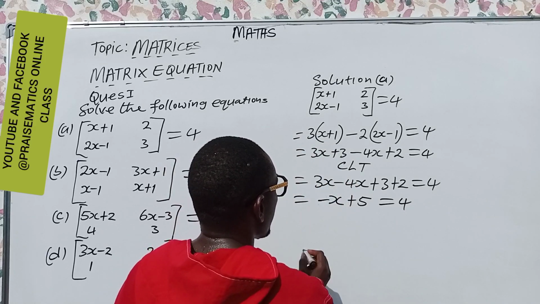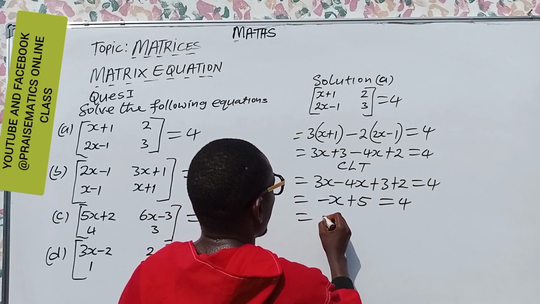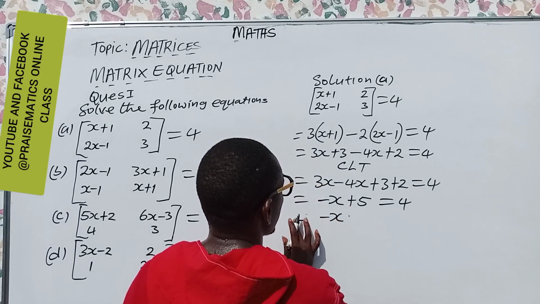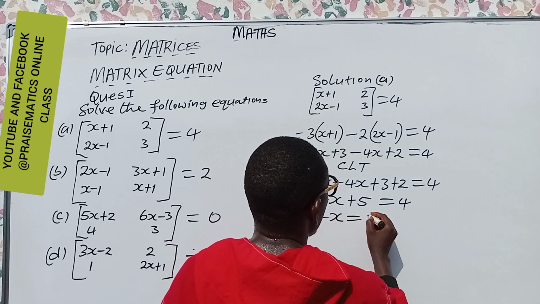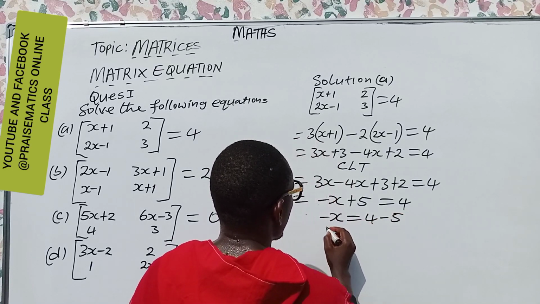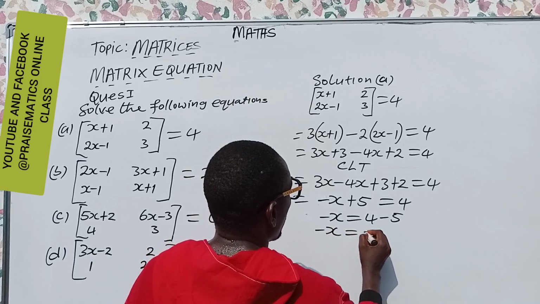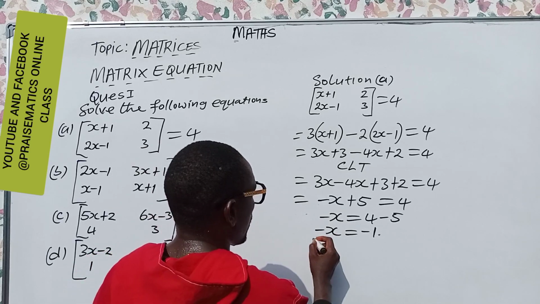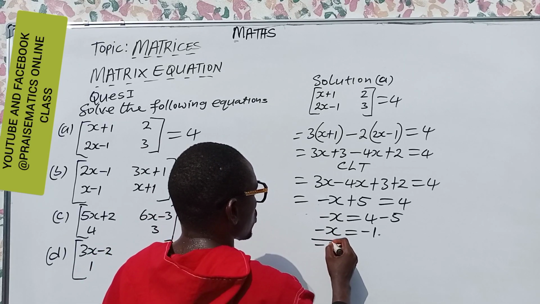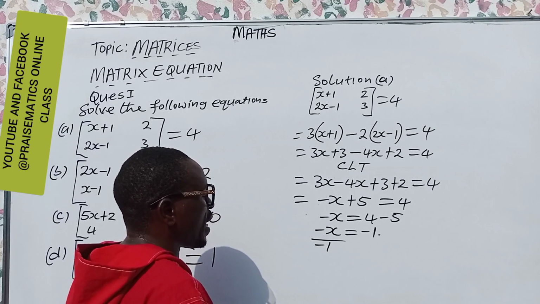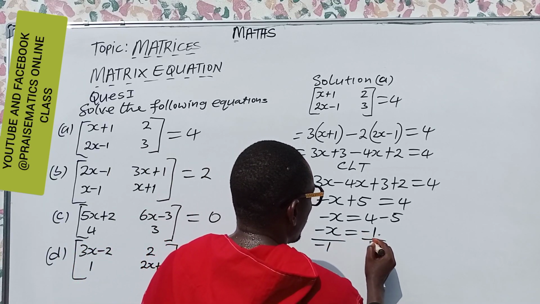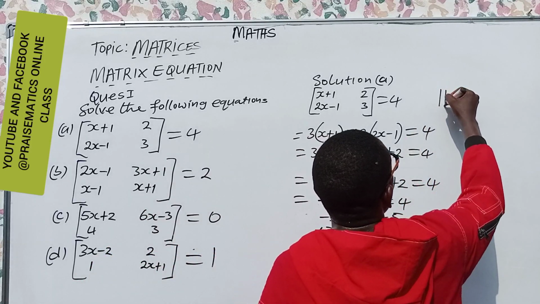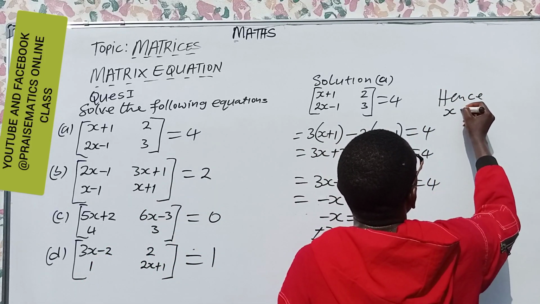Now what do we do here? We make x the subject of the formula. Minus x equal to 4 minus 5. Minus x is equal to minus 1. Now make x the subject of the formula by dividing both sides of the equation by the coefficient of x, which is minus 1, all over minus 1. This will cancel, this will cancel. Hence, x is equal to 1.